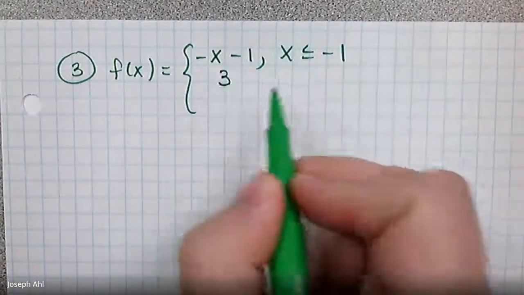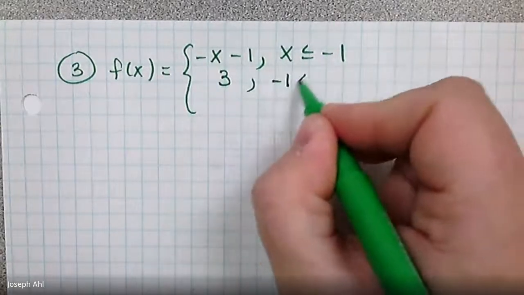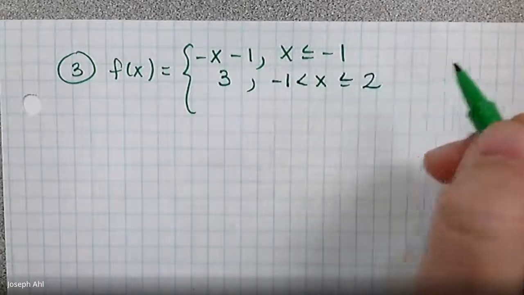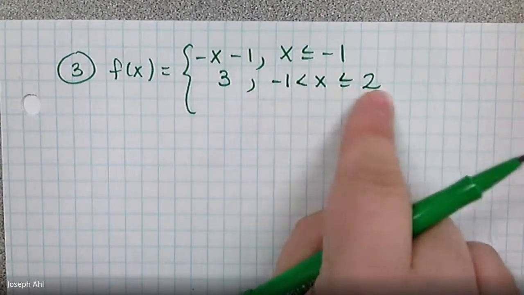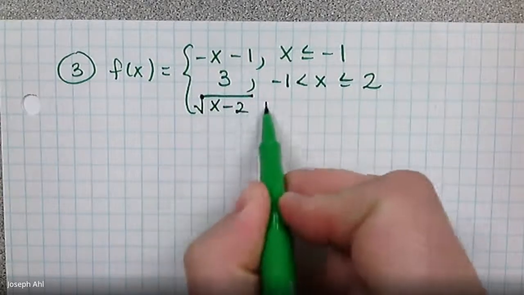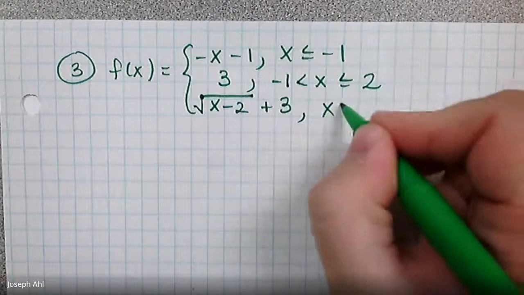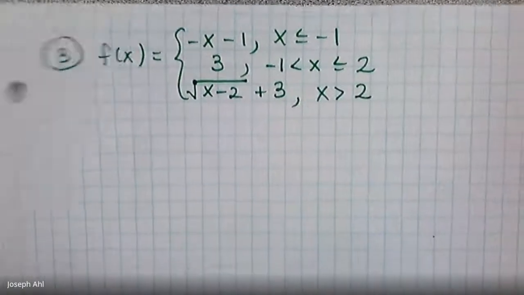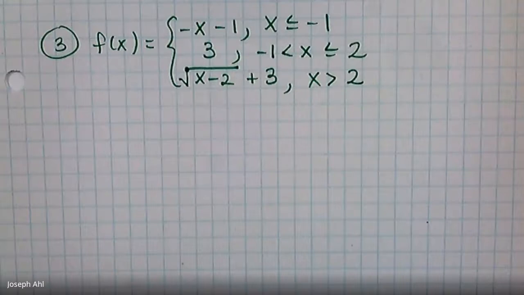Then in the middle, I'm going to say f of x equals 3 when x is between -1 and +2. Notice how I'm saying x is just strictly greater than -1, but it's less than or equal to 2. And then finally, the radical function, the square root of x minus 2, with a +3 after it, when x is greater than 2. Okay, so with 3 pieces, all that really means to me is that we need 3 tables.